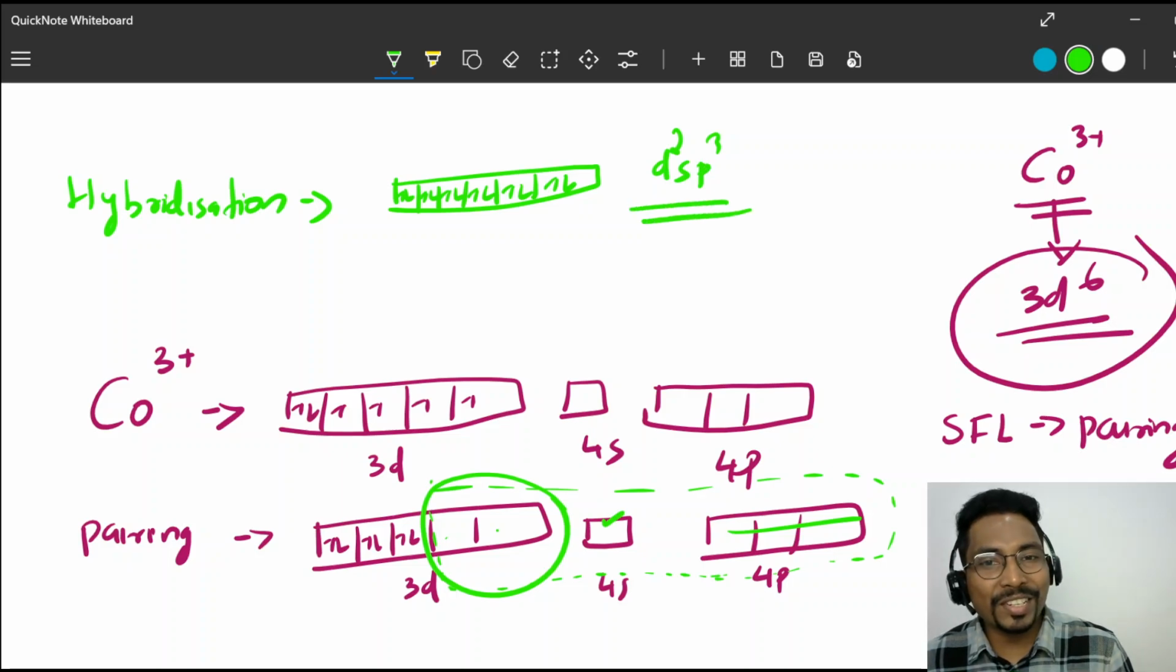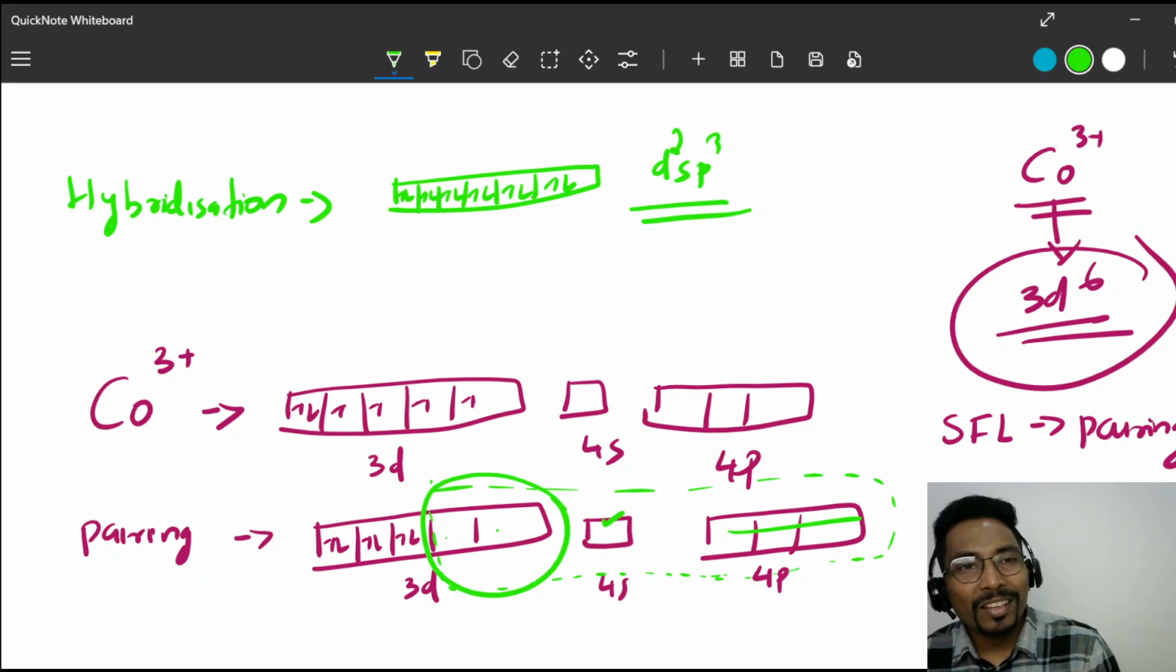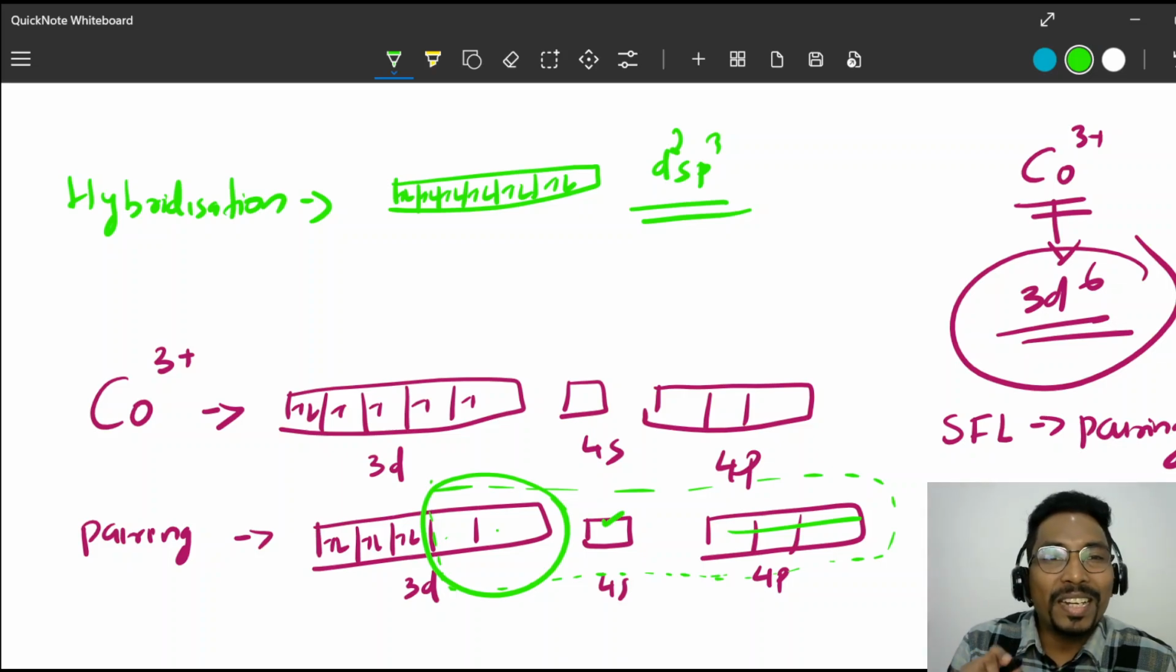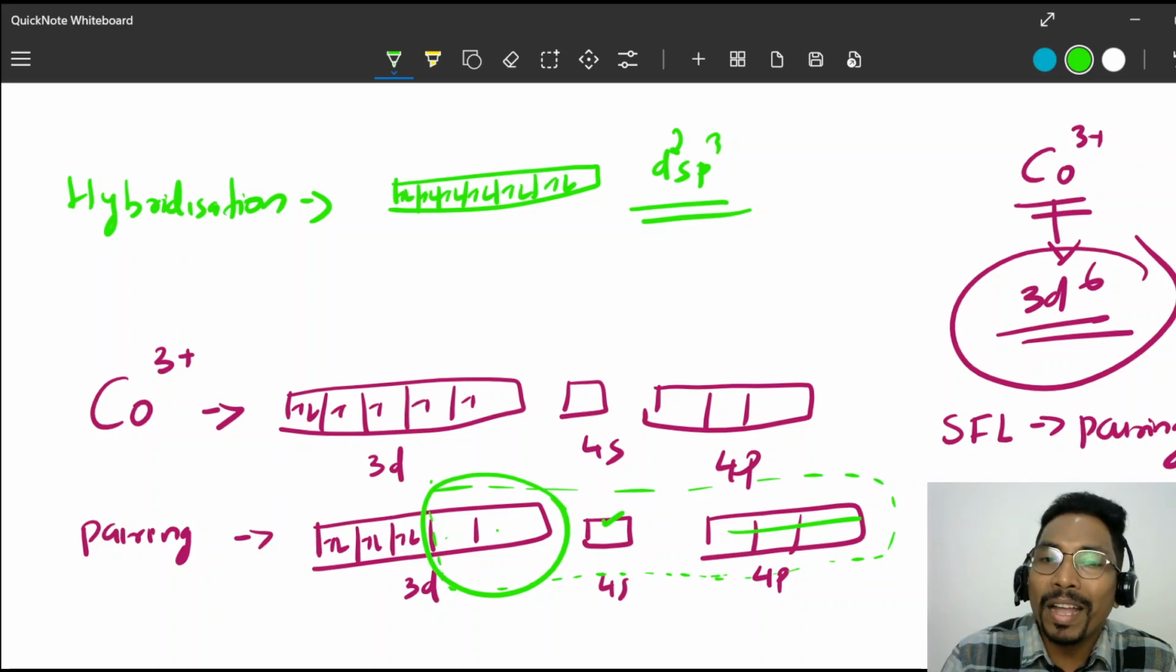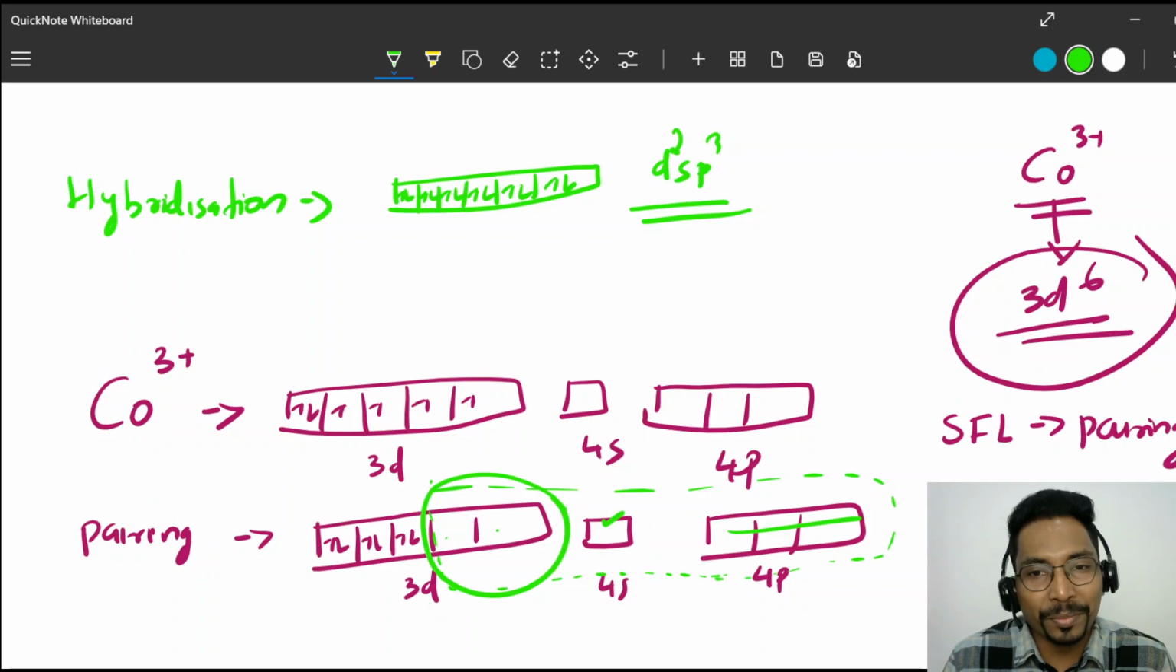So what is hybridization? d2sp3. Very simple. So d2sp3 is the hybridization. I hope all of you got it. Very important. In this manner you can check the hybridization.